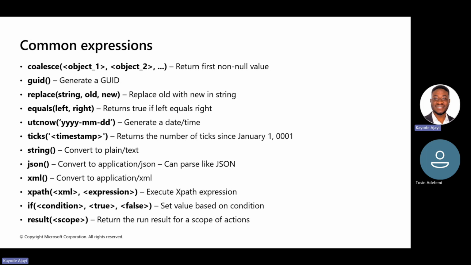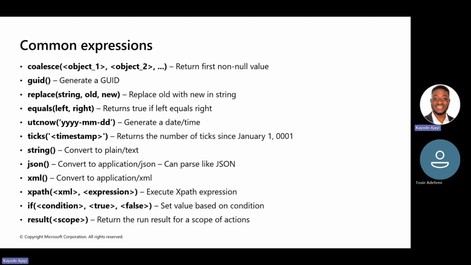We have coalesce. Coalesce is a very nice one that I like to use. It's also present in Power Fx. Coalesce returns the first non-null value. Maybe you want to make sure you are returning something. So if object one is null, it's not going to return that. If object two has a value, and you have coalesce object one, object two, it will return object two. So you can just stack them over each other.